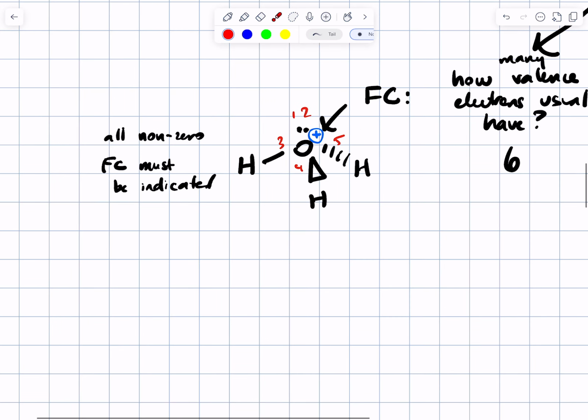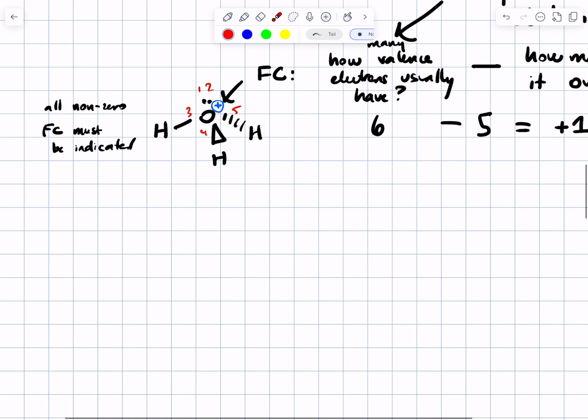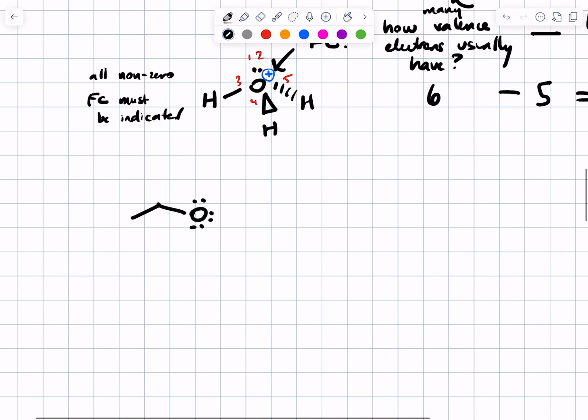Okay, so let's practice. There's a whole bunch of molecules that we could draw that have non-zero formal charges. Let's see where to begin. Okay. What is the formal charge on that oxygen? Oxygen normally has 6 valence electrons. How many does it own currently? 7. 6 from the lone pairs and 1 from the sigma bond. Therefore, the formal charge on oxygen is -1. We'll indicate that with a negative.